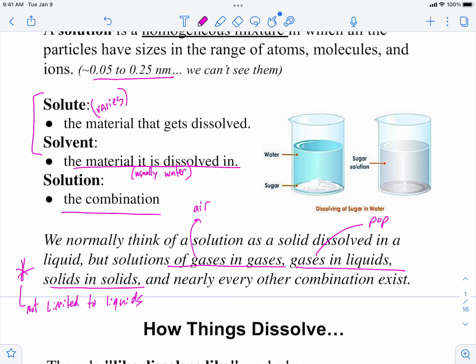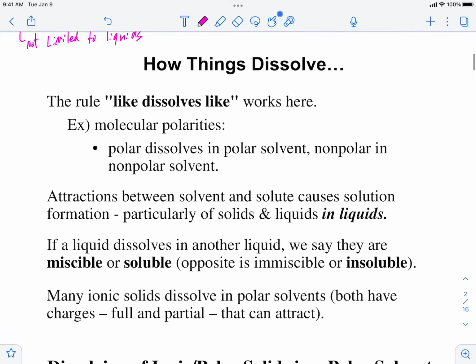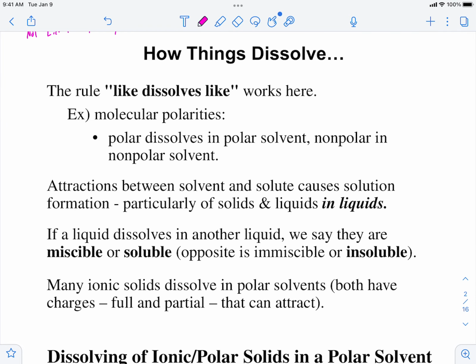Okay. So, now that you know what a solution is, let's talk about how solutions form. So, if a solution is a solute dissolving in a solvent, the only way that happens is if they mix. And so the first rule we're going to bring about is simply called like dissolves like. And what we're describing when we say like dissolves like is molecular polarities. Okay, the molecular polarity of the solute, the molecular polarity of the solvent.